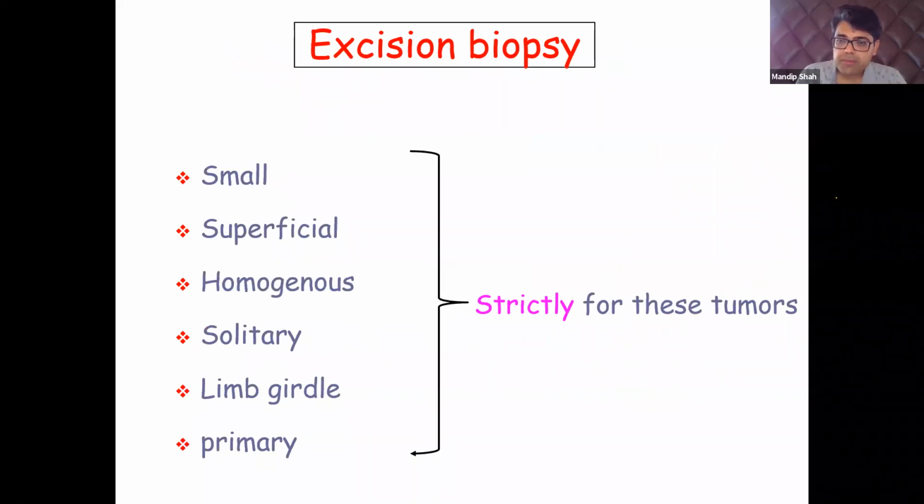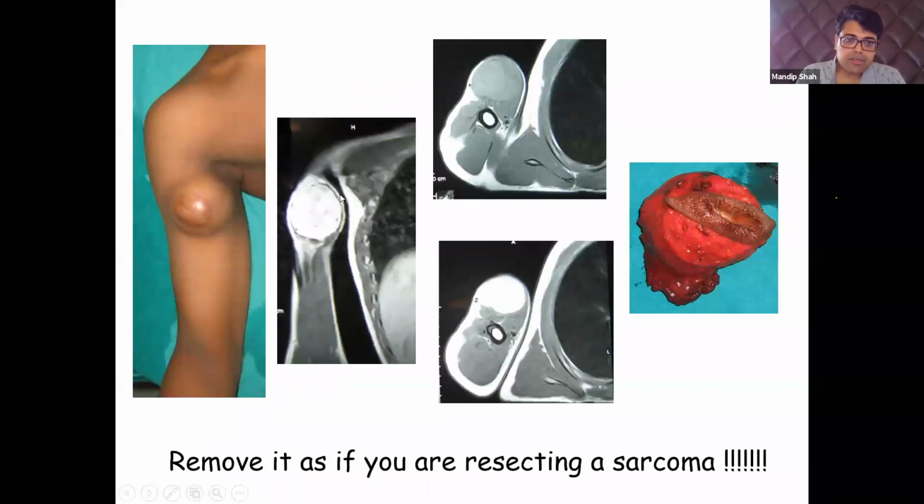Is there any role of excision biopsy? Well, there is a role of excision biopsy, but it's a very strict criteria. The lesion should be small, very superficial, homogeneous. It should be a solitary lesion. That means it should be the only lesion in the body. It should be in the limb girdle and not on the trunk. And it should be a primary tumor, something like this, a small superficial, very well defined and homogeneous lesion. But when you are doing an excision biopsy, you have to remove it as if you are resecting a sarcoma with wide margins. Okay, you don't want to go again inside.